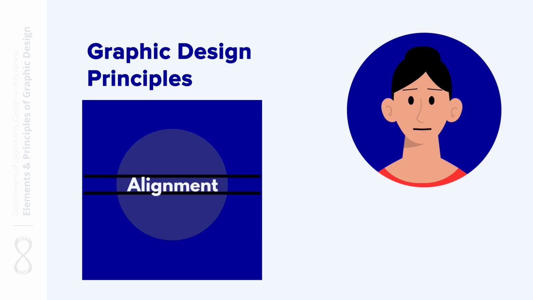Next, let's look at alignment. Proper alignment positions elements in relation to each other, fostering a clean, organized look. This organization directs the viewer's eye through the layout and instills a sense of professionalism. Good alignment can make your work look polished and intentional, while poor alignment can create confusion and undermine the credibility of your design.